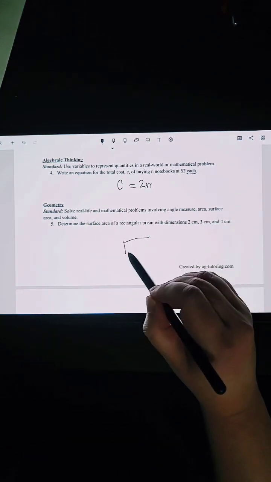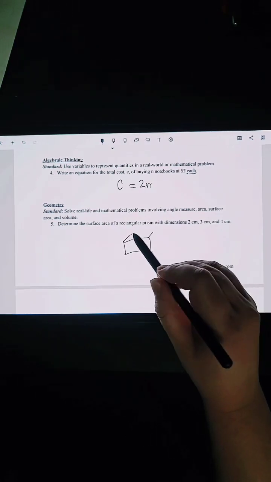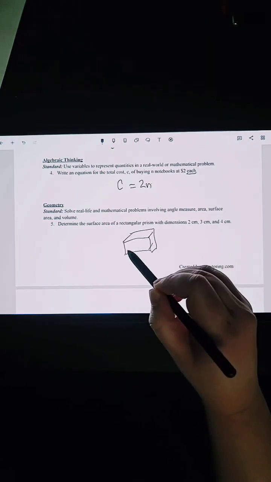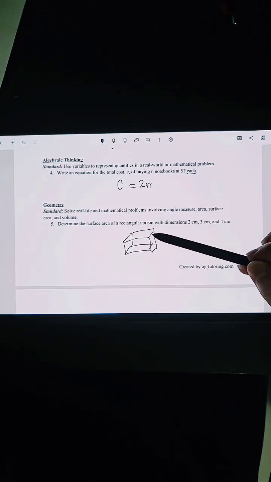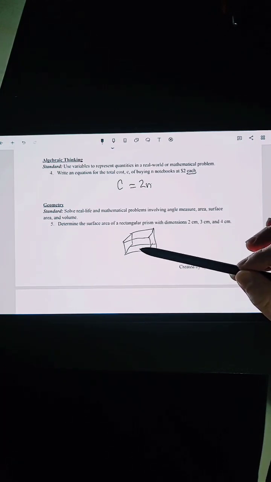So, I'm terrible with drawing, but this guy right here is the rectangular prism. Surface area just means you're adding up the area of each of the faces. So like this side, and this side, and this side, and this side, and the top and the bottom. You can find each of those individually and add them all up.